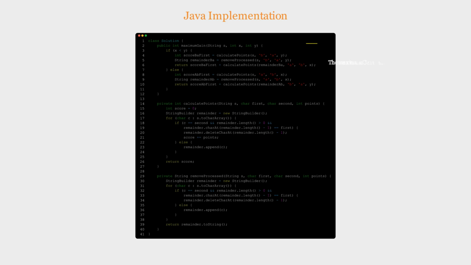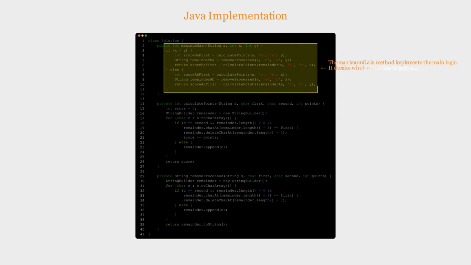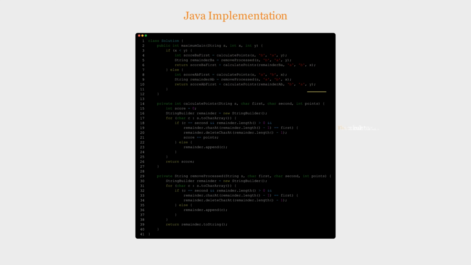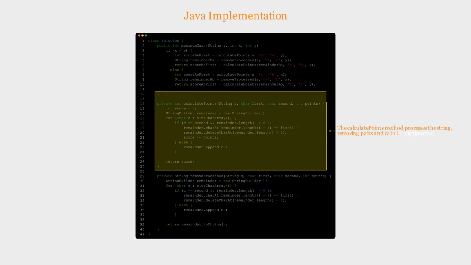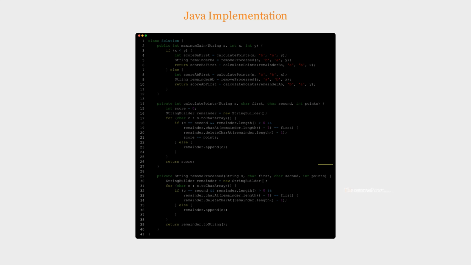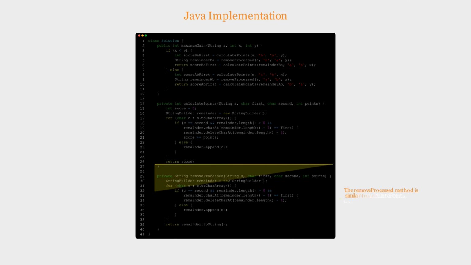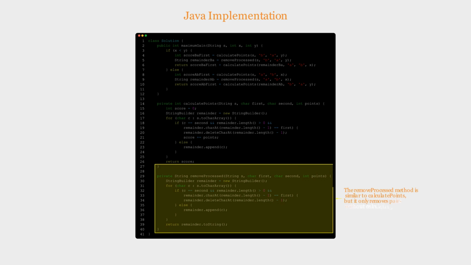The maximum gain method implements the main logic. It decides which operation to prioritize based on the point values. The calculate points method processes the string, removing pairs, and calculating the score. The remove processed method is similar to calculate points, but it only removes pairs without calculating the score.